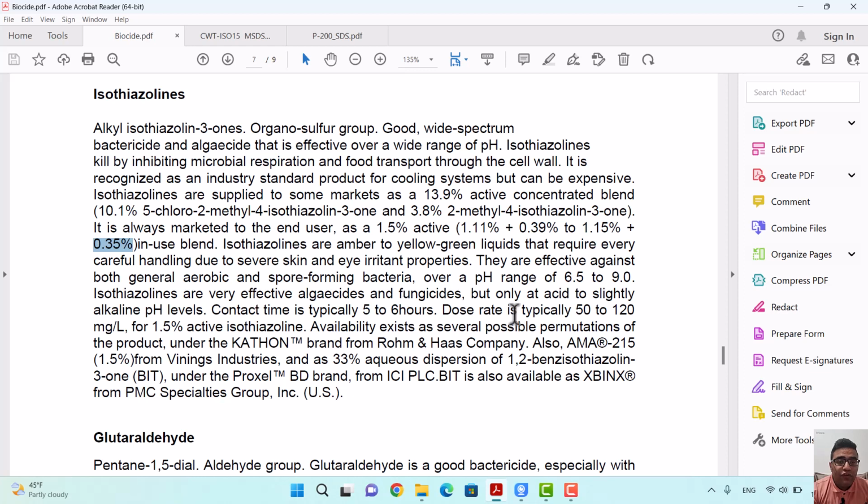And of course they are effective against both general aerobic and spore forming bacteria over a pH range of 6.5 to 9, and their contact time is typically 5 to 6 hours. Dose rate is typically 50 to 120 ppm for 1.5% active isothiazolines, and these are the companies which produce isothiazolines.